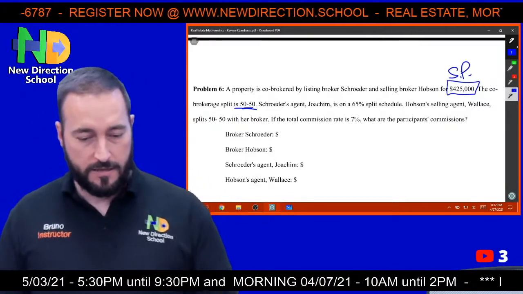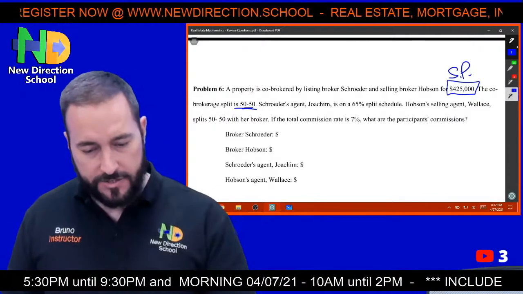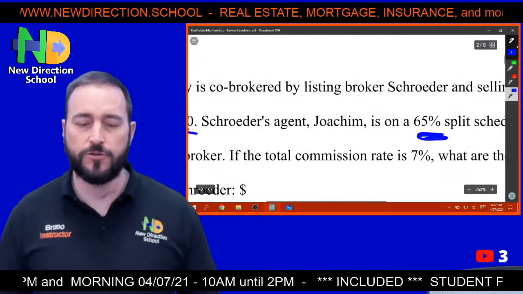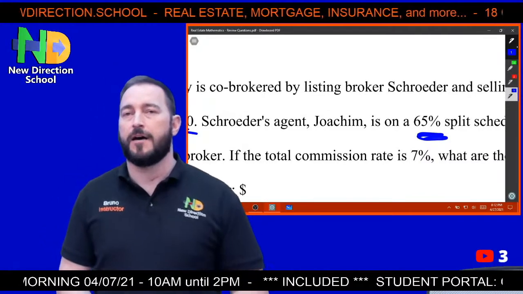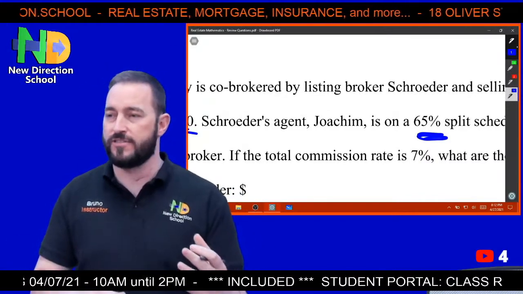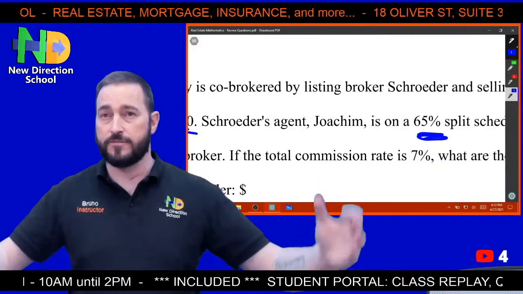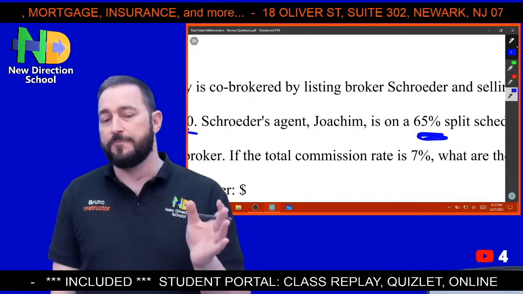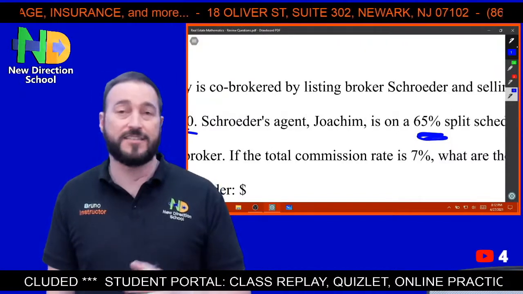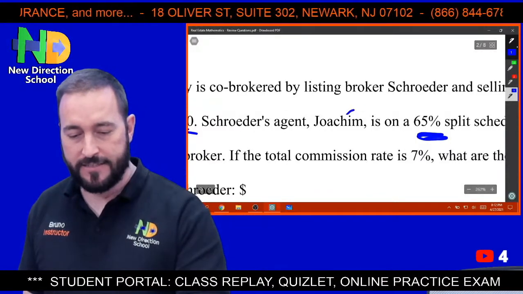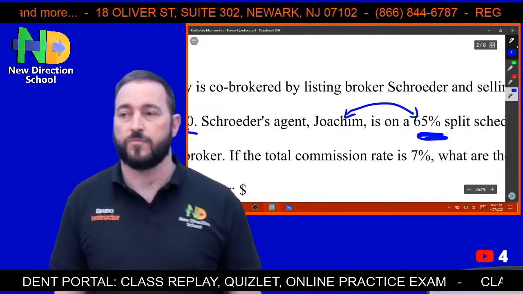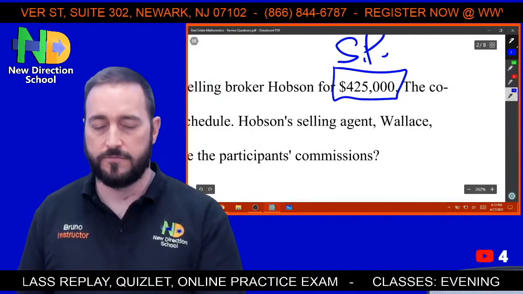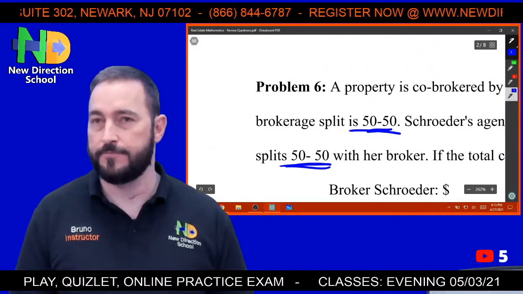Schroeder's agent is on a 65% split schedule. Okay, let me zoom in so you guys see it. Schroeder's agent, so the listing broker's agent, right? And this would be important if the question said the split was 60-40 between the brokers. In this case, it's 50-50. It's easy. Just move right through. Schroeder's agent, Joaquin, is on a 65% split. That means he gets 65 and the broker gets the difference. Hobson's selling agent, representing the buyer, Wallace, is on a 50-50 with her broker.